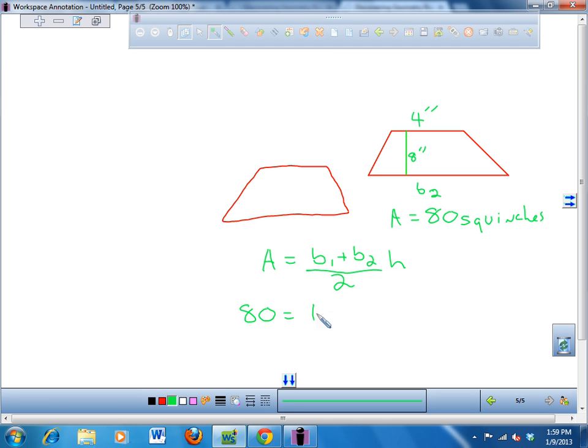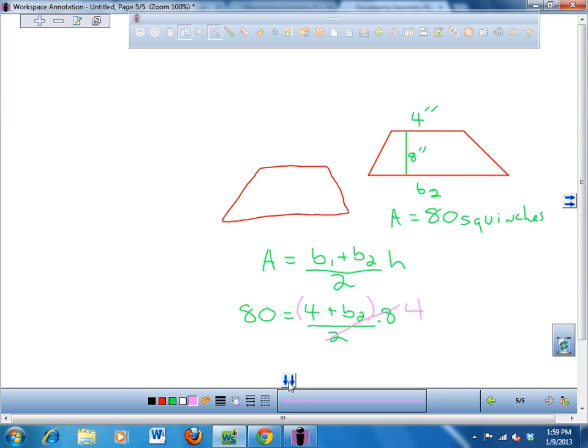Four plus base 2, divided by 2, times what? Eight. So the way I could do this, I could cancel out this 2 with the 8, because this is times the whole thing right here. So I could cancel that out, and I get 4. Then what? I'm trying to solve for B2.